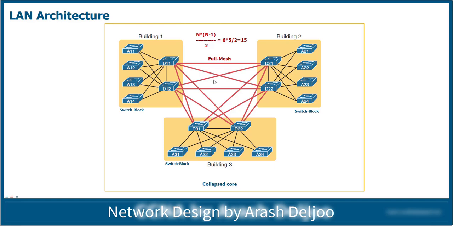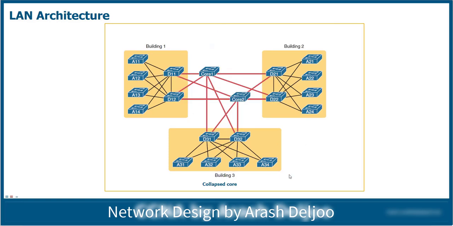Let me show you the next available design for connecting multiple buildings to each other. We call it a dual core, or maybe the 3-tier building design. Here you can see that we are using a 3-tier design, not the collapsed core. For example, let me write here: building design. In other terms, we can call it, for example, the dual core design or core design. Why? Because here you can see that we are using the core layer, the third layer.